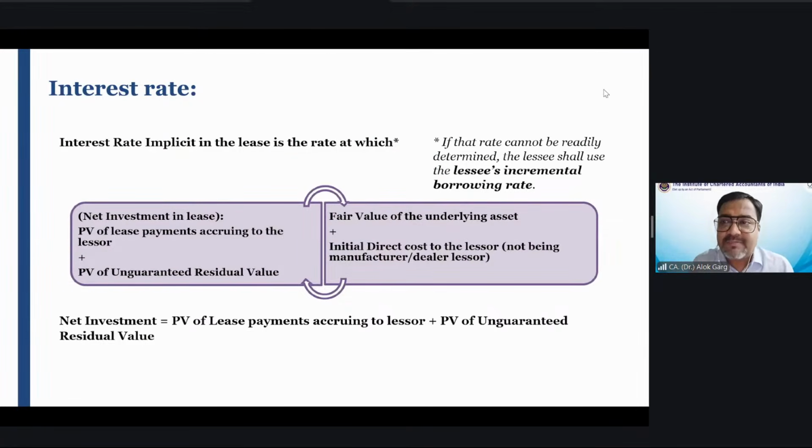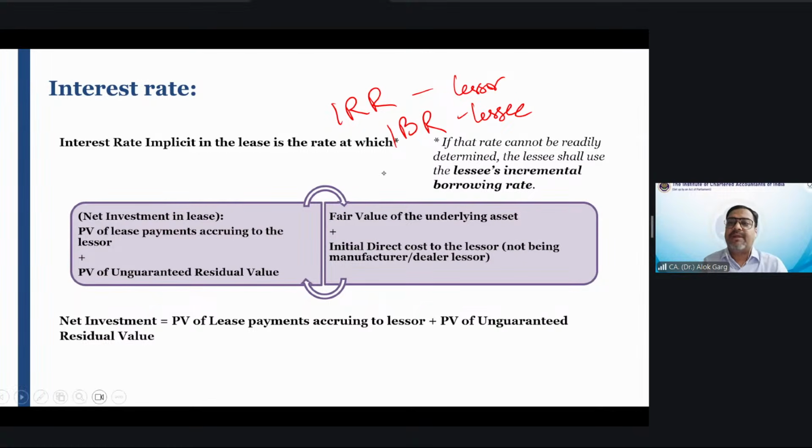Interest rate implicit in the lease, my dear friends, is a discount rate. And in the question, if you are given the interest rate implicit in the lease, which is the lessor's rate, what the lessor is earning, what the lessor is charging, you have to use that rate. If it is not given, then you have to use the incremental borrowing rate. First, you need to use the IRR. If IRR is not available, then you have to go for the IBR. IRR is the lessor's rate, IBR is the lessee's IBR. Okay, so this is the priority.